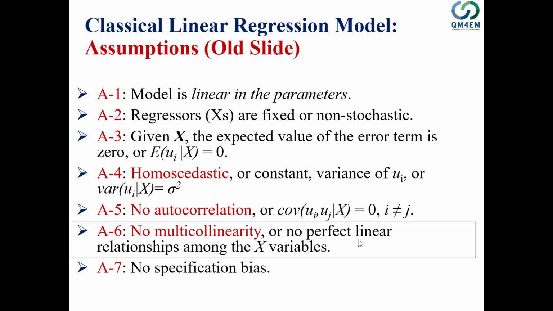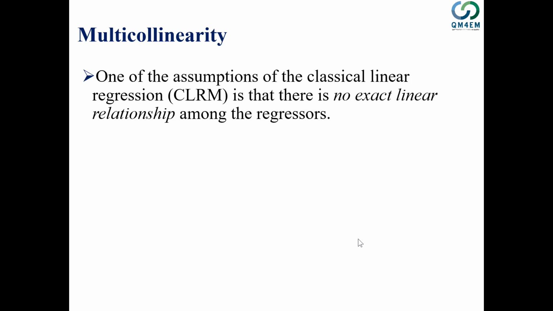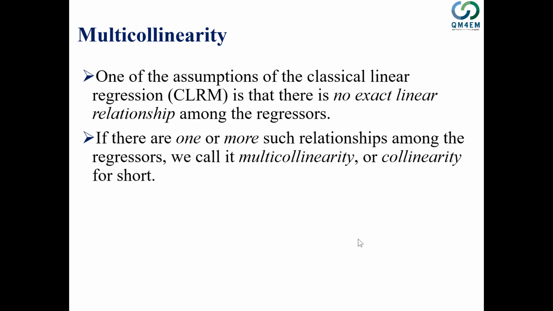Or in other words, for the classical linear regression model, the OLS assumption would not be violated if there is no perfect correlation among the explanatory variables. Now, let me go to a more formal way of putting it. One of the assumptions of the classical linear regression model is that there is no exact relation among the regressors or the explanatory variables. And if this assumption is violated, we say that we have the problem of multicollinearity.